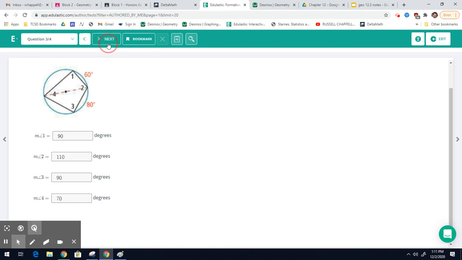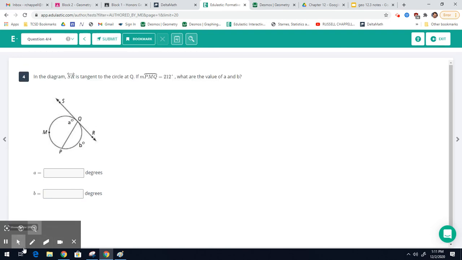All right, last but not least here. So now we have that picture of that tangent. So in this problem, it says line SR is a tangent to the circle at Q. If the measure of arc PMQ, if that arc is 212, what are the values of A and B?